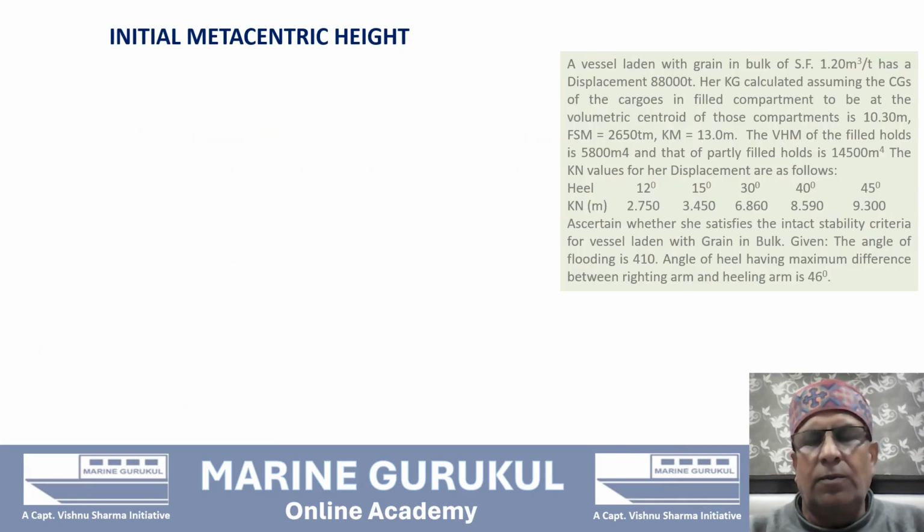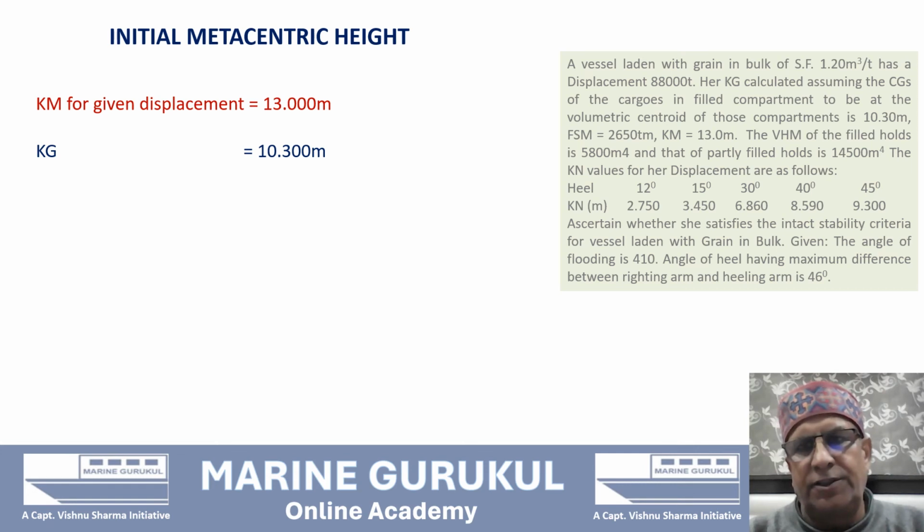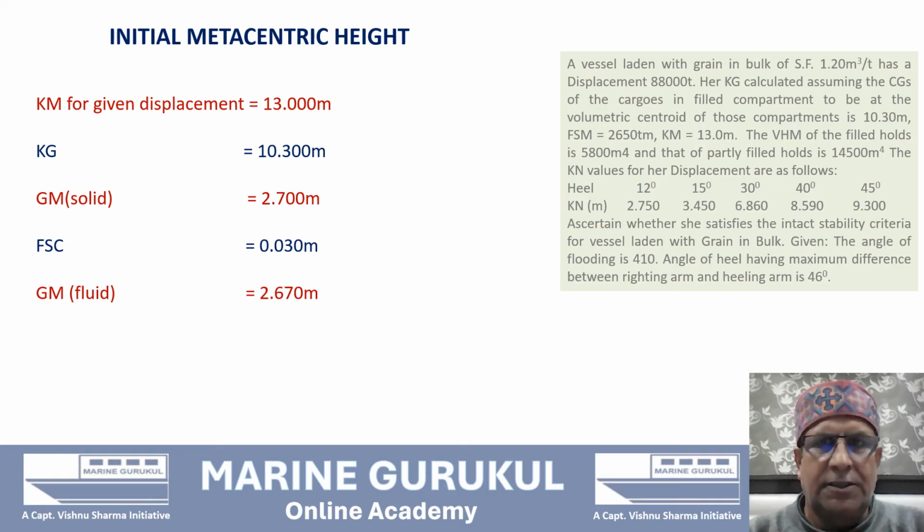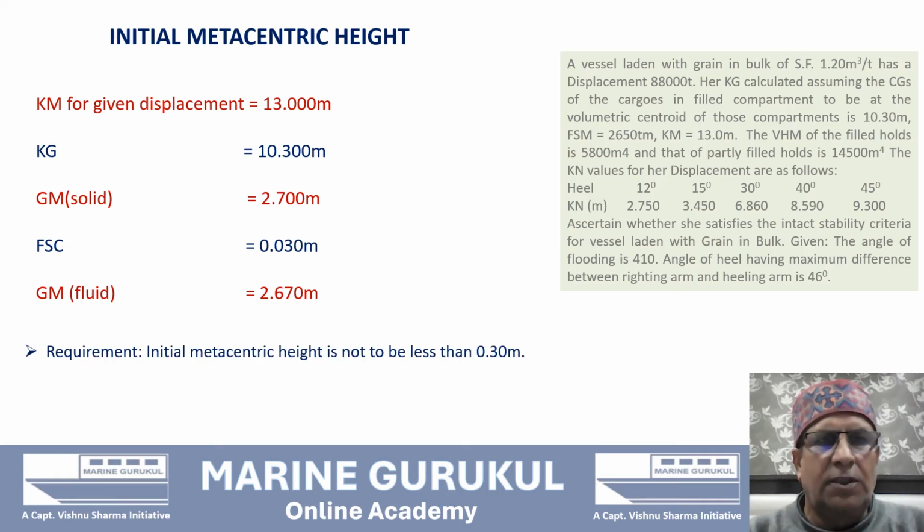Now first let's carry out a check on the initial metacentric height. KM is given in the question, 13 meters. KG is given in the question, 10.300 meters. That gives us GM solid. FSM and displacement are given. They give us the FSC. FSC is 0.030 meters. GM fluid is 2.670 meters. Requirement of the code is that initial metacentric height is not to be less than 0.3 meters, which in this case is much more. Therefore, this criteria is satisfied.